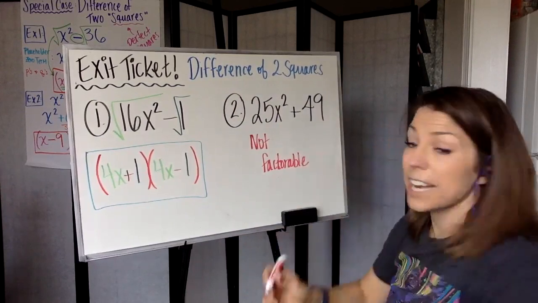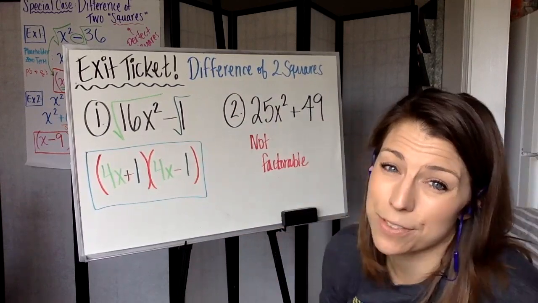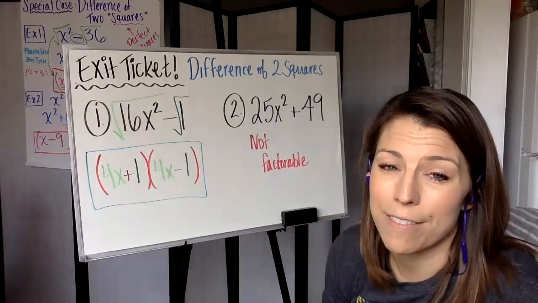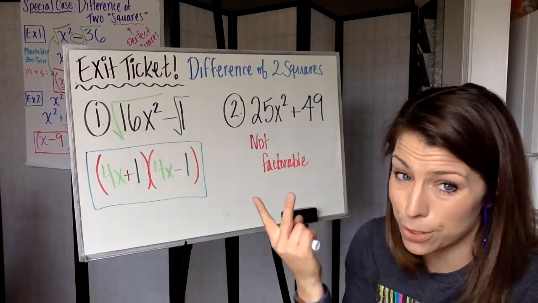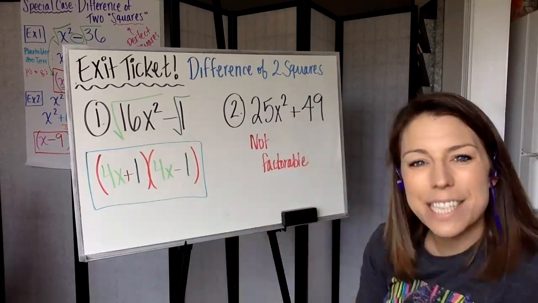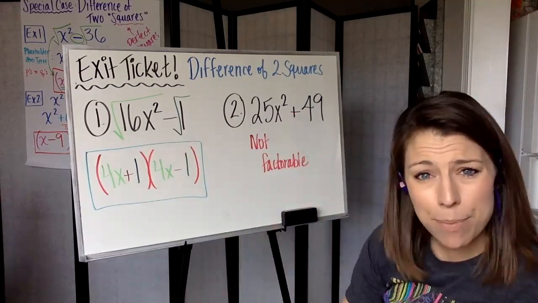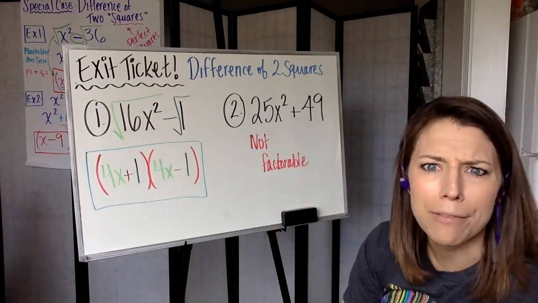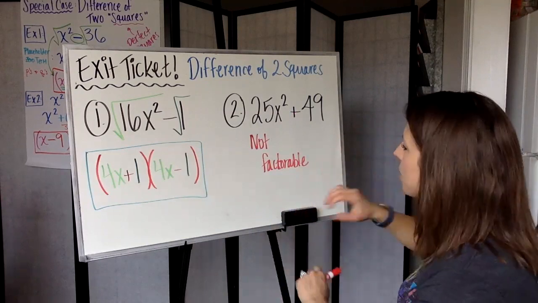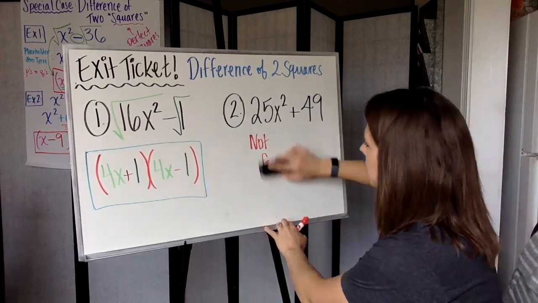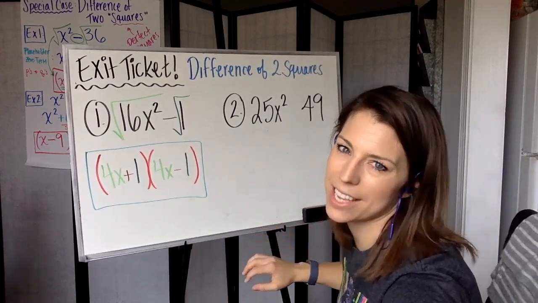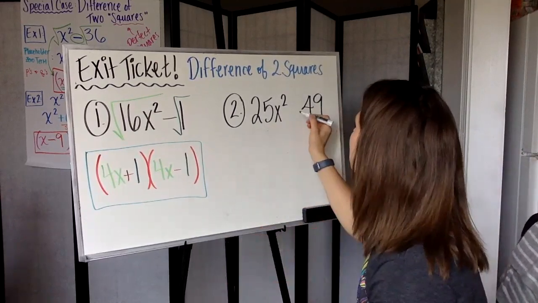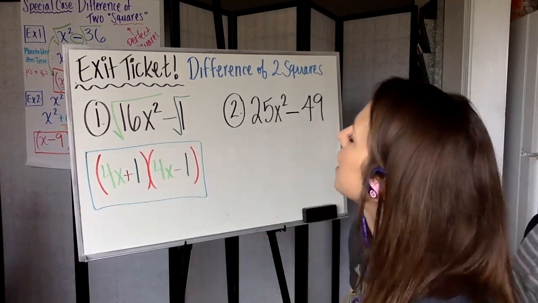I got some of you, didn't I? Some of you tried to say that the answer was 5x plus 7 times 5x minus 7. Guess what? It has 2 terms and both terms are squares, but this is not a difference. So it actually can't be factored. But that's boring for an exit ticket. So I'm going to change this into a difference just so that we get that extra practice. Because I know you guys are probably dying for that extra practice.